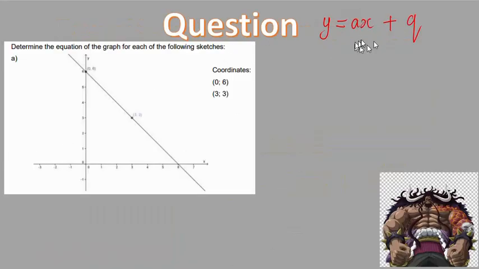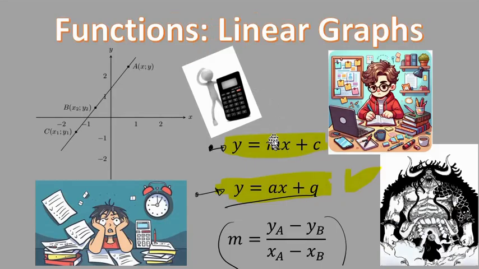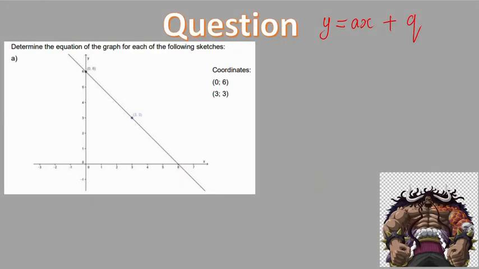It's the same thing, guys. The same way you would understand this equation in grade 8 and 9, it's the same way you understand this one, okay? So here, y is equals to ax plus q. What is your a? Your a is your gradient. So for me to find a, I have to say a is equals to y at a minus y at b all over x at a minus x at b.